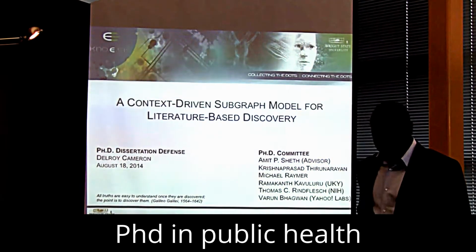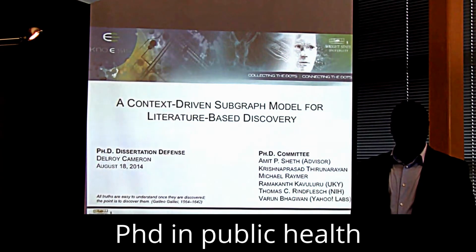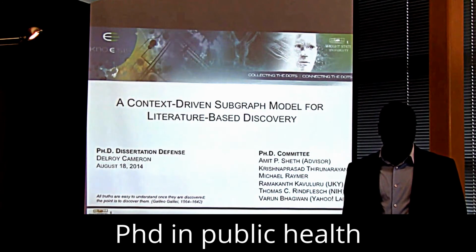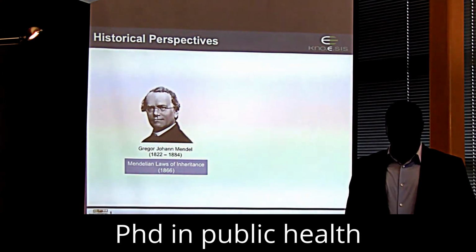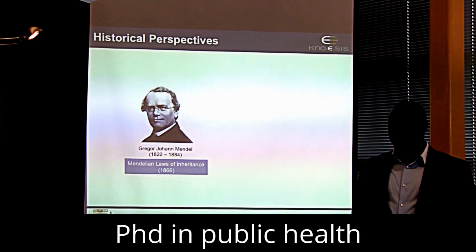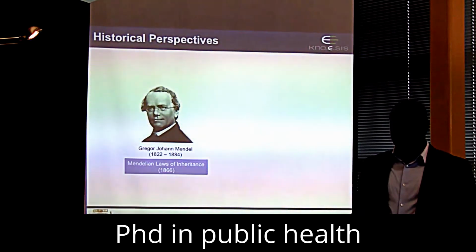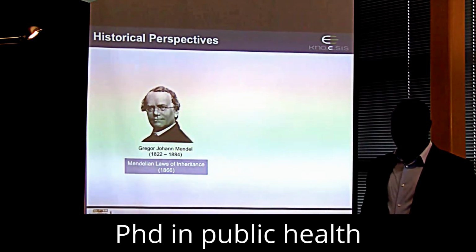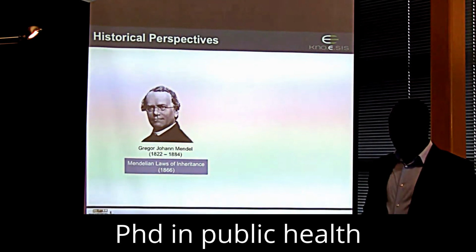I'll stay closer. Right, so today we'll talk about a context-driven subgraph model for literature-based discovery. And just to put into perspective what this talk will be all about, in 1866, Austrian scientist Gregor Johann Mendel had explored the research question of the inheritance of traits in peas. He conducted over 10,000 experiments from which he observed that the inheritance of traits seemed to extend beyond the immediate parents at several generations in the lineage.